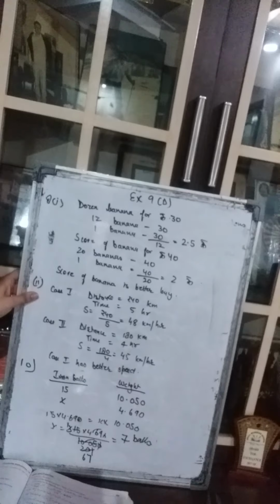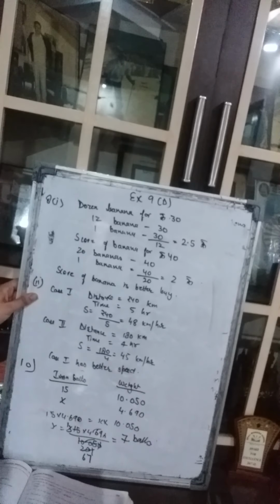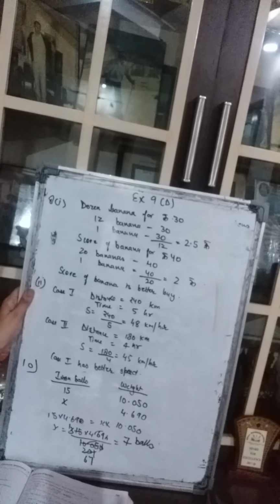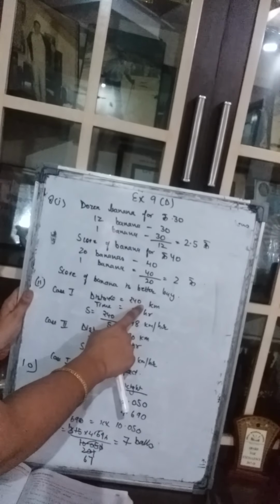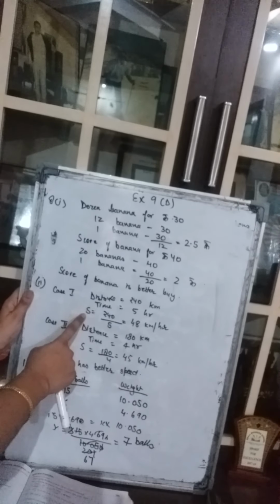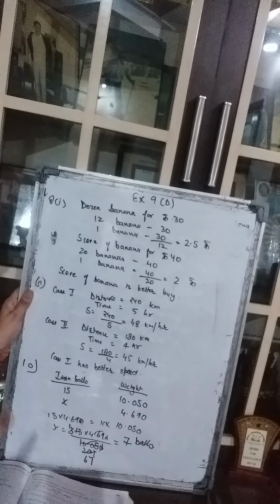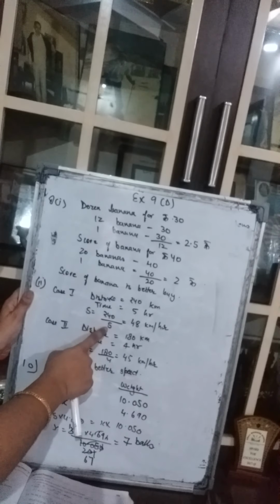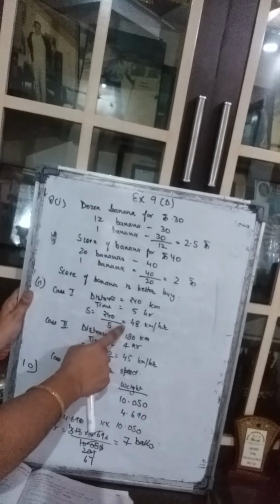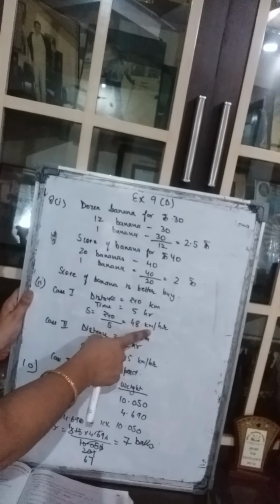Now second part, which car has a better speed? So let's discuss two cases here. Case 1. Here they are saying the one which covers 240 km in 5 hours. So distance is 240 km, time is 5 hours. Let's find out the speed. Speed is always distance upon time. This formula you have to remember. Speed is equal to distance upon time. 240 upon 5, that gives you 48 km per hour. This is the unit of speed.